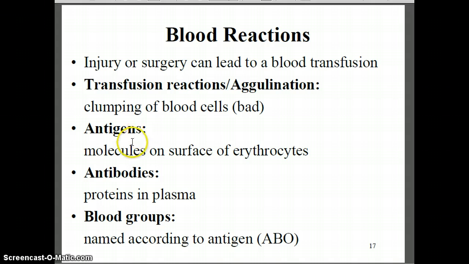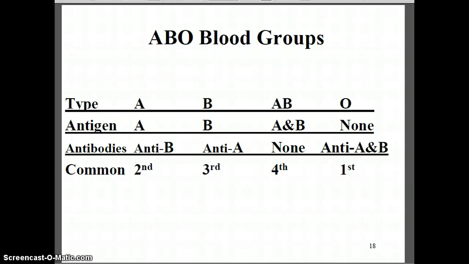Antigens are the molecules on the surface of red blood cells as well as other cells. Antibodies are proteins in the plasma, and these two can interact and cause adverse reactions. Blood groups are named according to a certain antigen. There are A antigens or B antigens, or in the case of type O blood, none of these antigens on the surface of red blood cells.